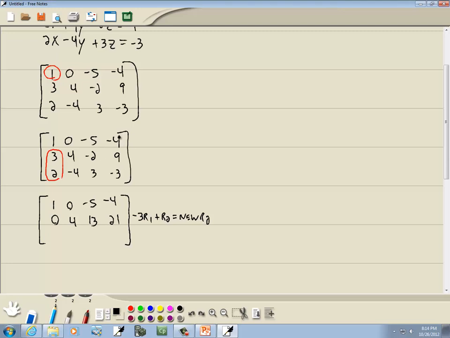Okay. Now our next one, we want 0 here. So I'll multiply this by -2, and that would give it to me. So -2 times row 1, added to row 3, gives us our new row 3. -2 times 1 is -2, plus 2 is 0. -2 times 0 is 0, plus -4 is -4. -2 times -5 is 10, plus 3 is 13. -2 times -4 is 8, plus -3 is 5.